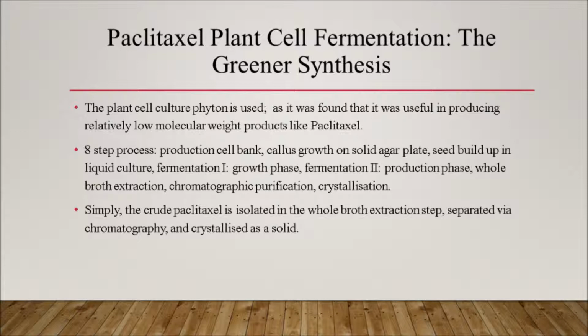Plant cell fermentation is an 8-step process, including a production cell bank, a callus growth on a solid agar plate, a seed buildup in a liquid culture, a primary fermentation, which is the growth phase, a secondary fermentation, which is the production phase, a whole broth extraction, a chromatographic purification, and finally a crystallization. The most important steps being that the crude paclitaxel is isolated in the whole broth extraction phase, separated via chromatography, and crystallized as a solid.